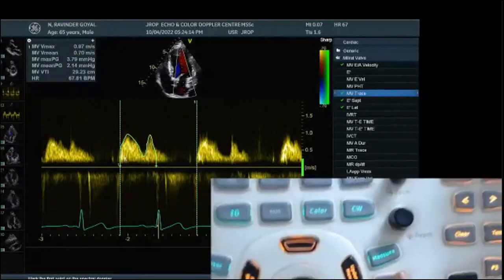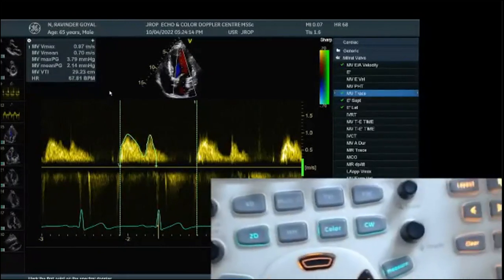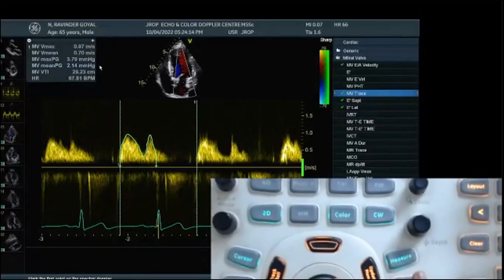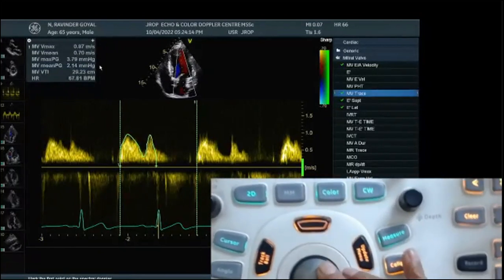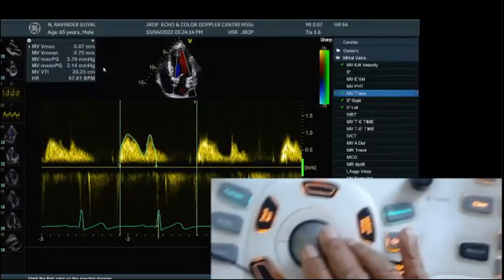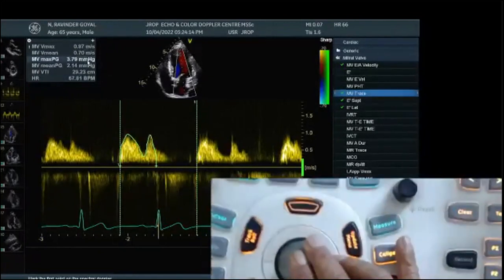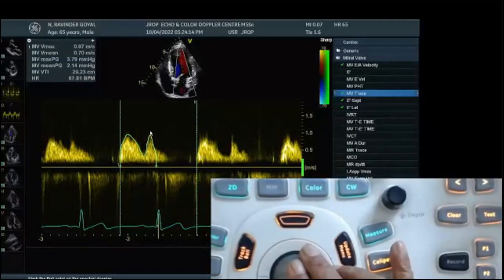And whenever we look for these kinds of things, if you have a mitral stenosis, the gradient has to be at least 5 or more, and more than 12 if it's a significant, severe mitral stenosis. So this is how we get the mean gradients once we trace the Doppler spectral pattern.